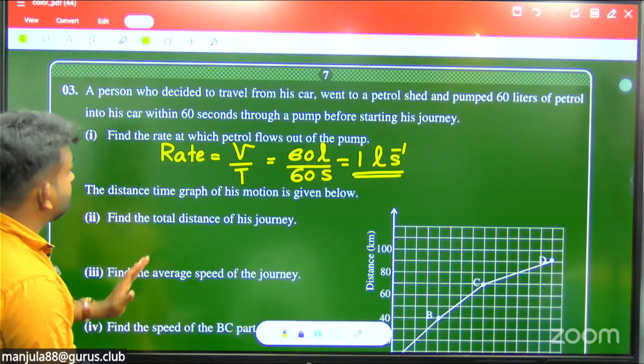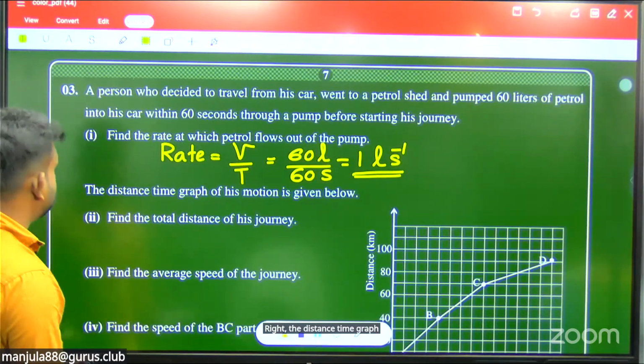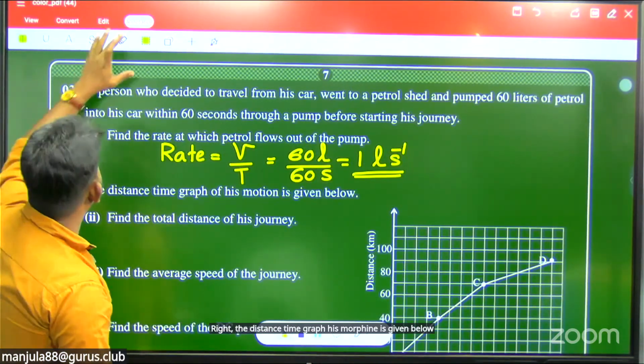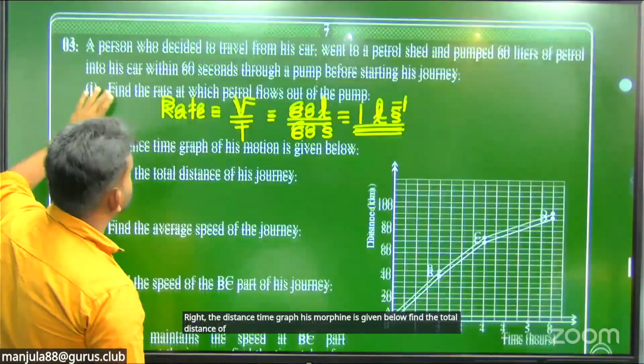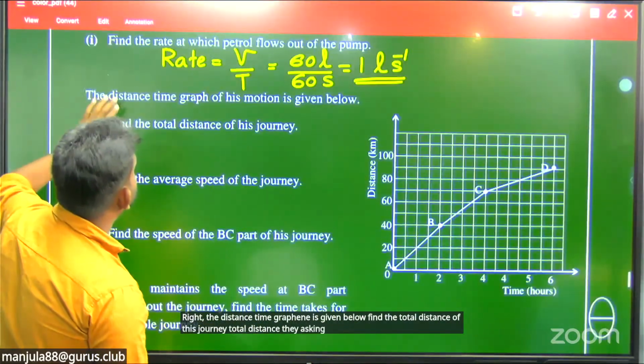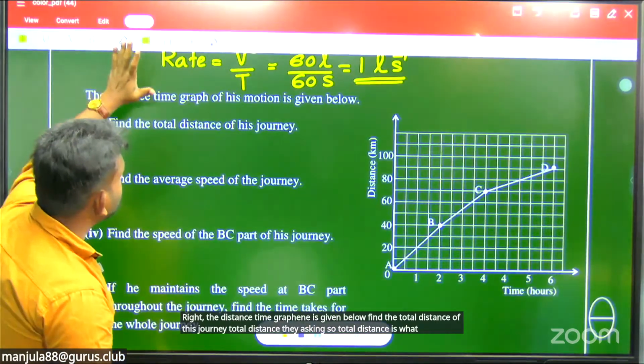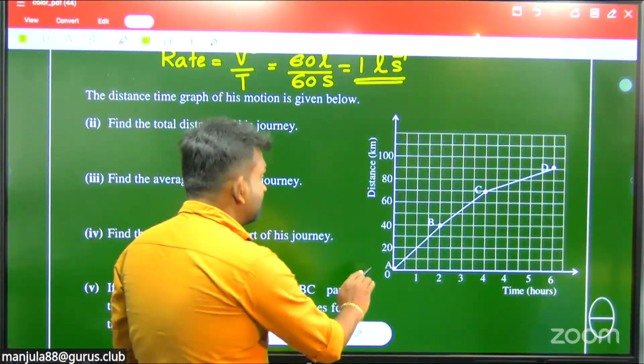Right, the distance time graph, his motion is given below. Find the total distance of this journey. Total distance they're asking. So total distance is what? Total distance means this is the motion.